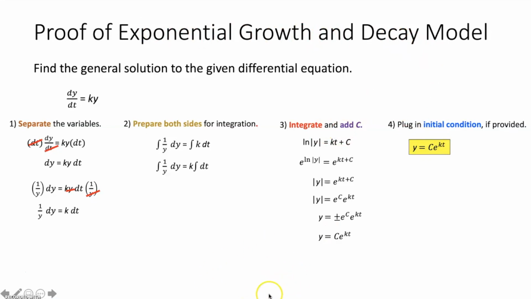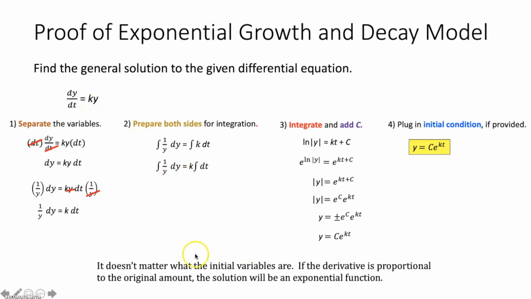One thing I want you to note here is that anytime you have a proportional rate of change, it doesn't even matter what the initial conditions are or the initial variables. If the derivative is proportional to the original amount, like it is here, the solution will be an exponential function. That's why the general solution to this differential equation is our exponential growth and decay model.